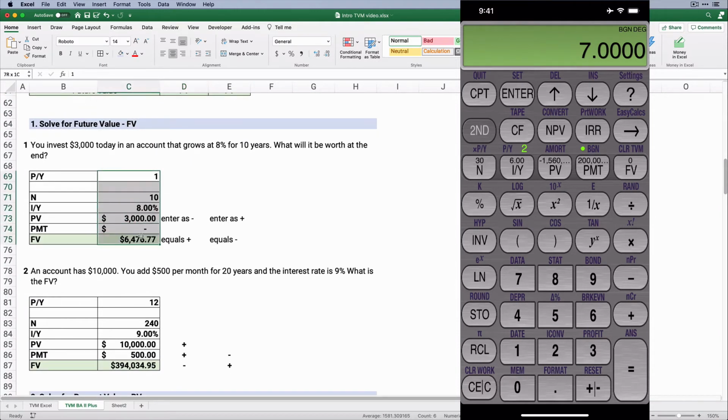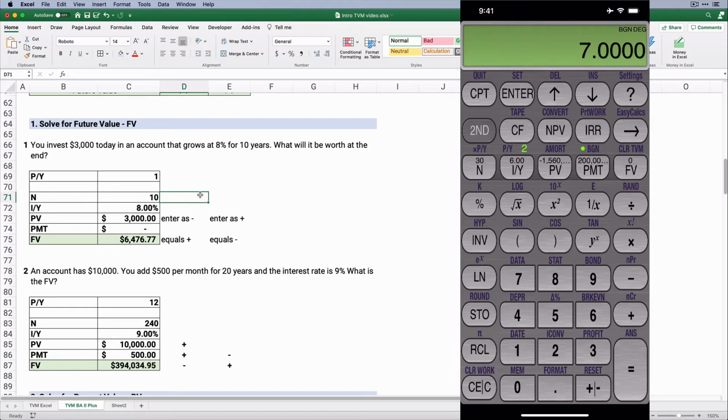Here are the ways we enter it on Excel, and here's the answer. We already have the answer, so we're just going to show you how to do it on the calculator. You invest $3,000 today in an account that grows at 8% for 10 years. What will it be worth at the end?